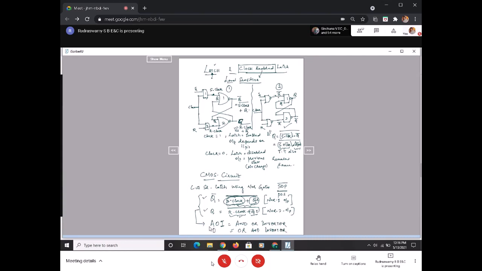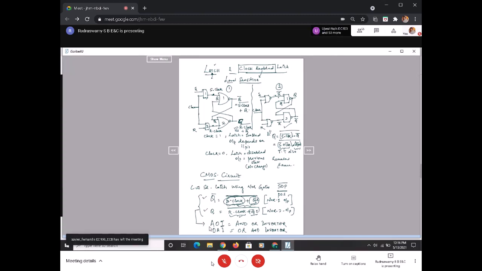This is what we call OAI. If someone asks you to express any expression in terms of AOI, make sure you have it in SOP and then complement, because a single stage of your CMOS gives you the complement form, right? If you are using a NOR, it is an AOI. If you are using a NAND, it becomes an OAI.